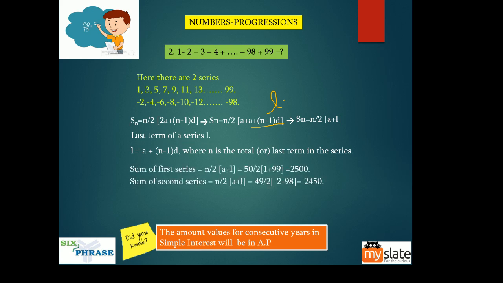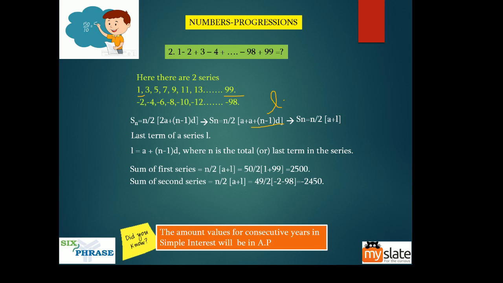Now see, n by 2, n is how many terms you have. You have to count from 1 to 99. You will have 50 terms. a is 1, and the last term is 99, which you put here. Then you get 2500.